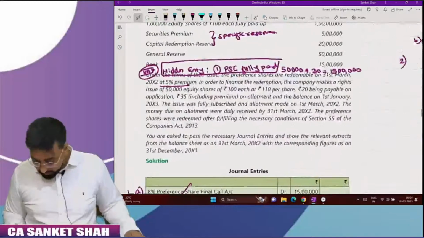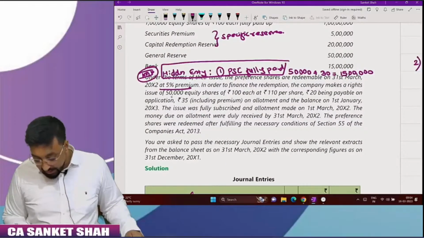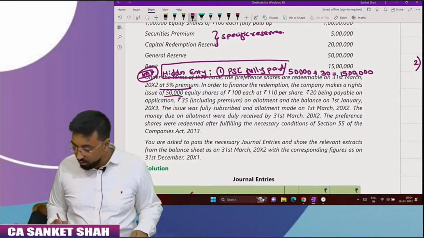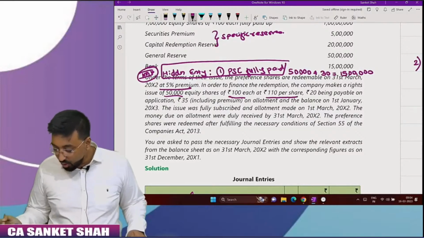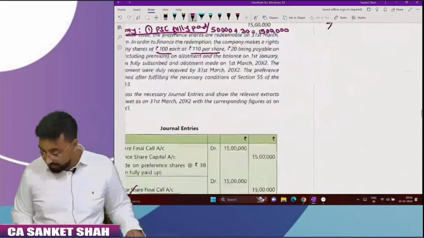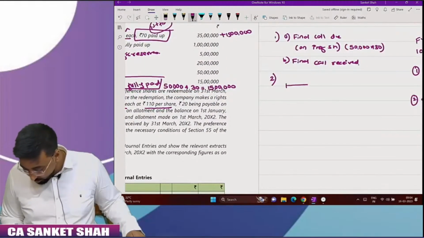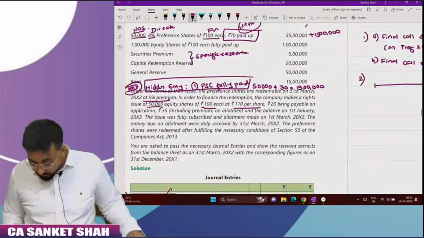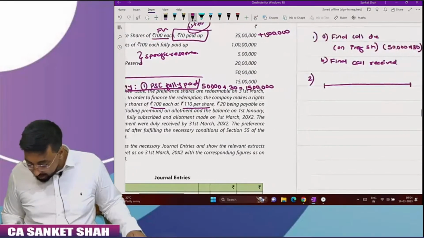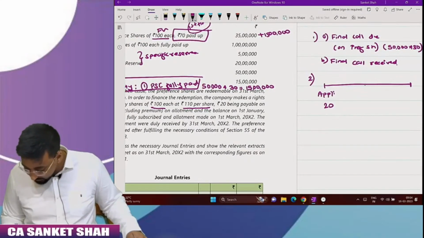Now what happens? In order to finance the redemption, the company makes a rights issue. Rights issue means existing shareholders get 50,000 equity shares, 100 each, at 110 per share. Okay. So now see second one. What is the equity share? So wait. How you are going to finance it? Application 20. Allotment.